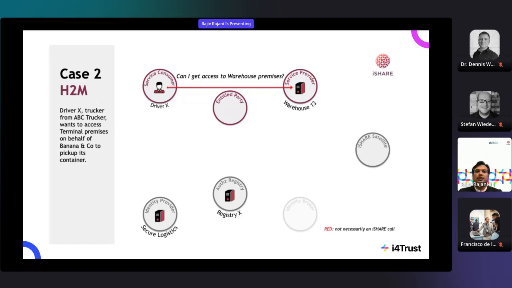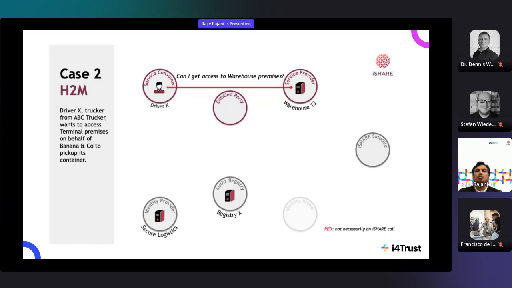Now, in this case, assume that the driver is actually at the gate of warehouse 13, and wants to open the gate so that it can pick up the container, right? So what will happen is basically at the warehouse, there is usually a security gate at which drivers are asked to identify themselves. Currently, it happens in a paper-based process, and there has to be an information flow already from Banana and Company to Warehouse 13 that a certain company driver will come and pick up a container at a certain time, because warehouses are a bit restricted towards access because they may have sensitive or expensive cargo, and they need to protect that from thieves, basically.